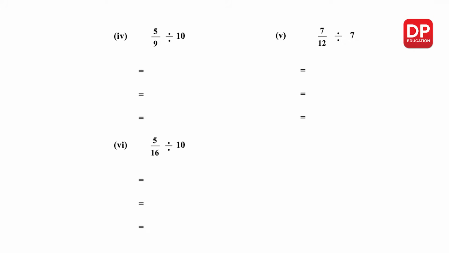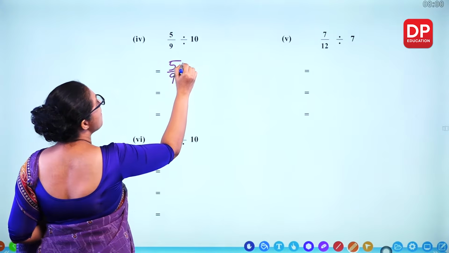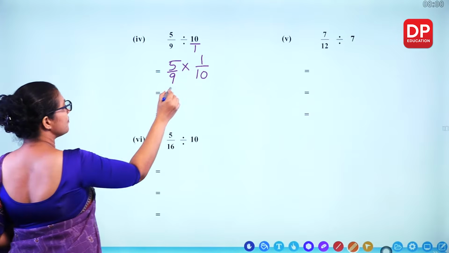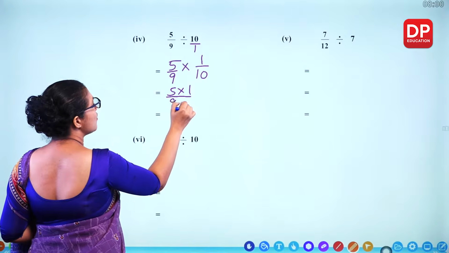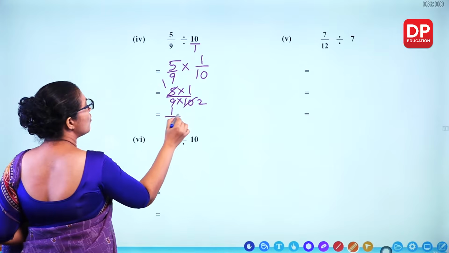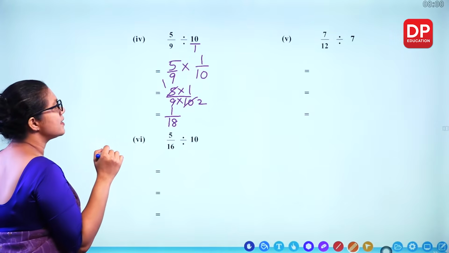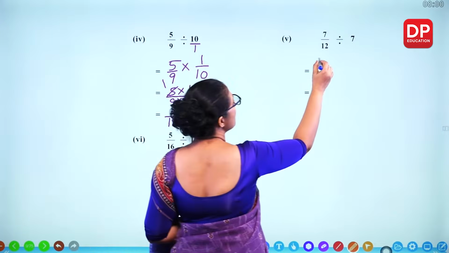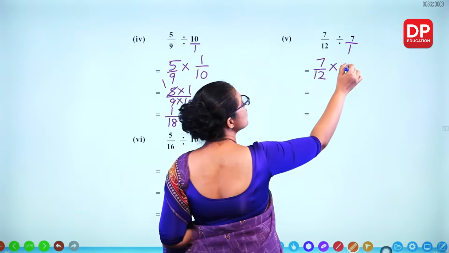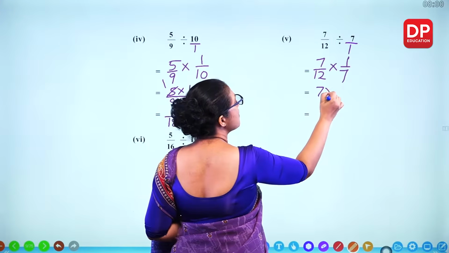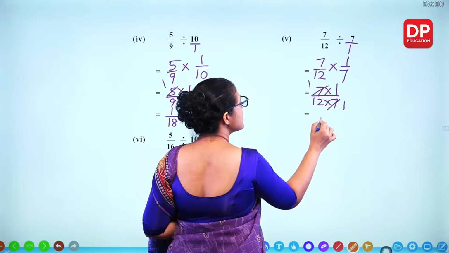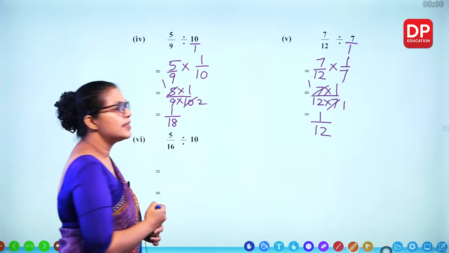Now we'll do this one. 5 over 9 multiplied by the reciprocal of this, 1 over 10. Multiply the numerator separately, denominator separately. 5 times 1, 5 times 2. So 1 over 9 times 2, 18. This one, 7 over 12 multiplied by the reciprocal of 7 over 1. That's 1 over 7. Multiply the numerator separately, denominator separately, and cross out the common factors. You get 1 over 12.